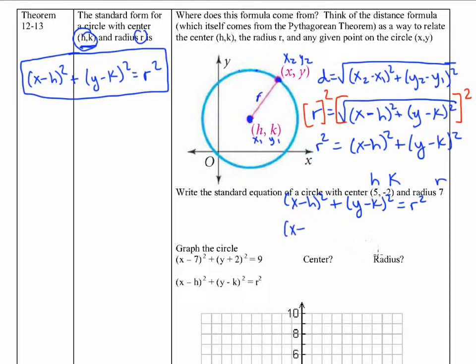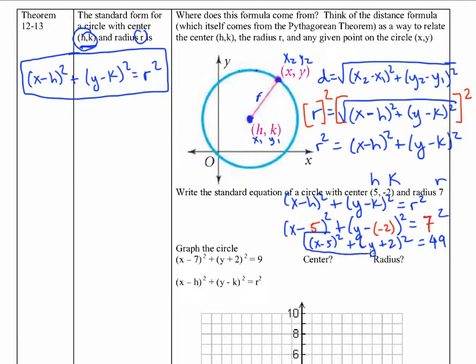X minus h. What is my h? H is 5. So x minus 5 squared plus y minus, what is my k? My k is negative 2, so be careful with that. Equals r squared. R is 7, so 7 squared. If you want to fully clean this up, we get x minus 5 squared plus y, a minus becomes a plus, so y plus 2 squared equals 7 times 7, not 14, 7 times 7 is 49.